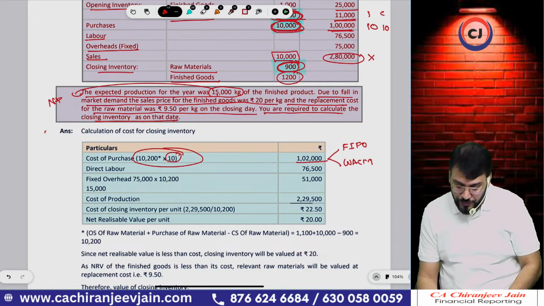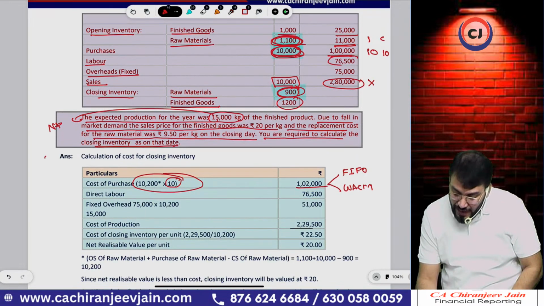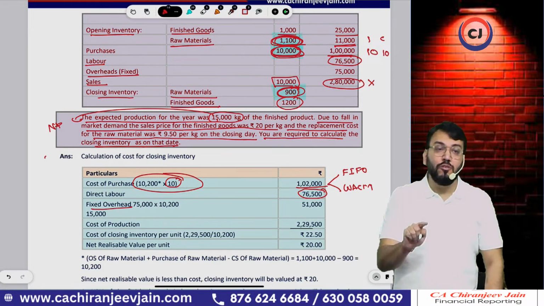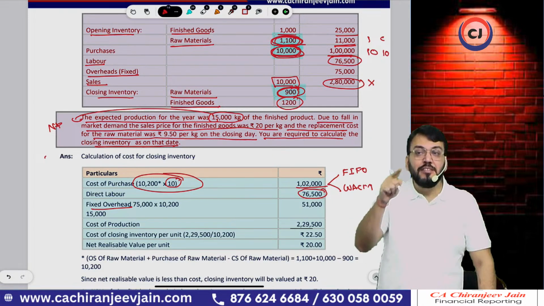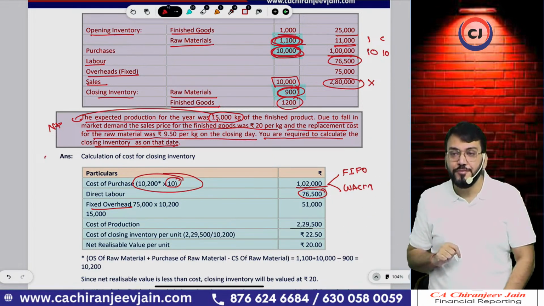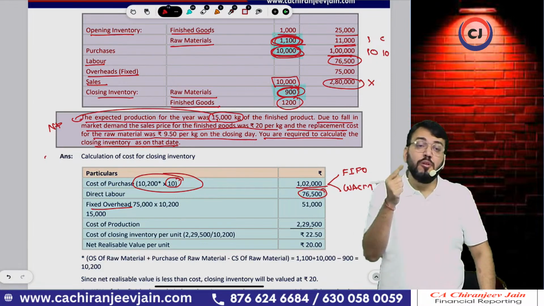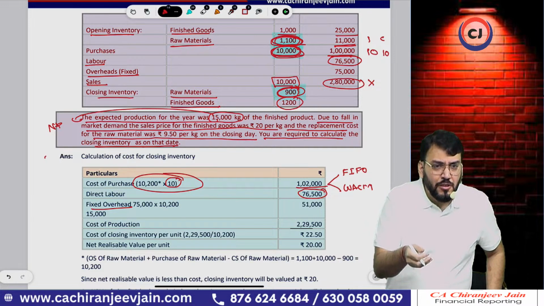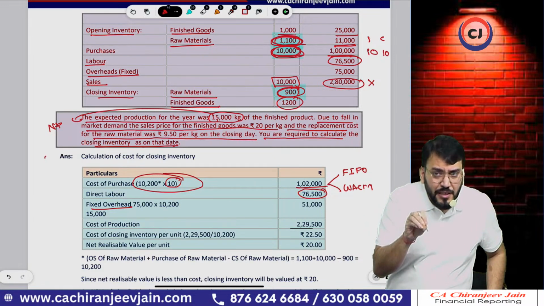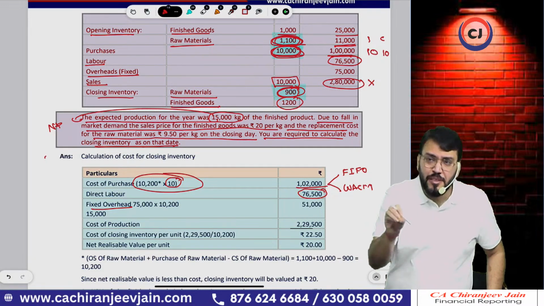1 lakh 2,000. Then direct labor will add entire. Entire will be added. But fixed overhead will be based on what? Normal production or actual production, whichever is higher. Normal production is given how much? And actual production will be how much? Very good. If nothing is given, we'll assume how much unit they have introduced, that much unit has been produced.